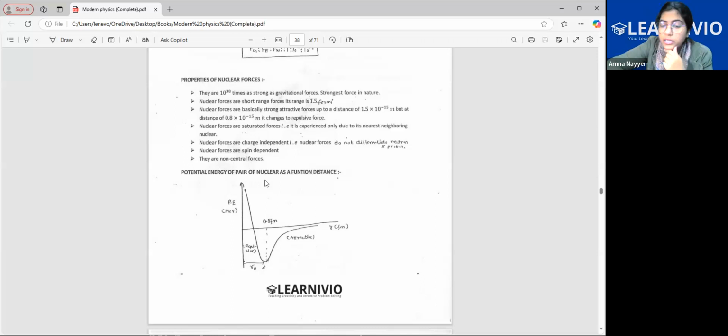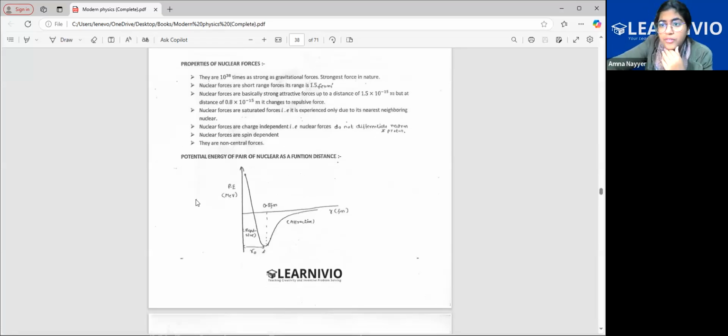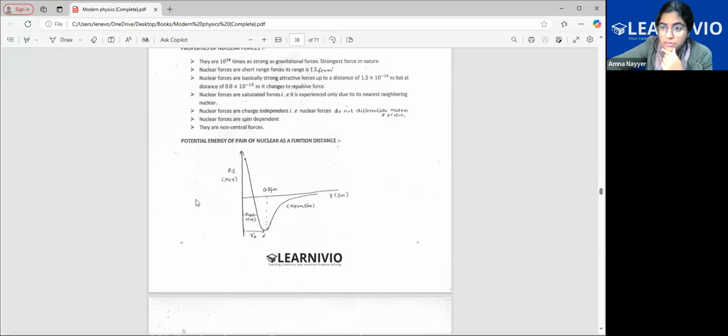Okay, they are non-central forces, unlike your Coulombic forces, electrostatic forces. These are central forces. They act on the line joining the centers of the two charges. These are non-central. They have a space around them where the forces have the properties of repulsion.